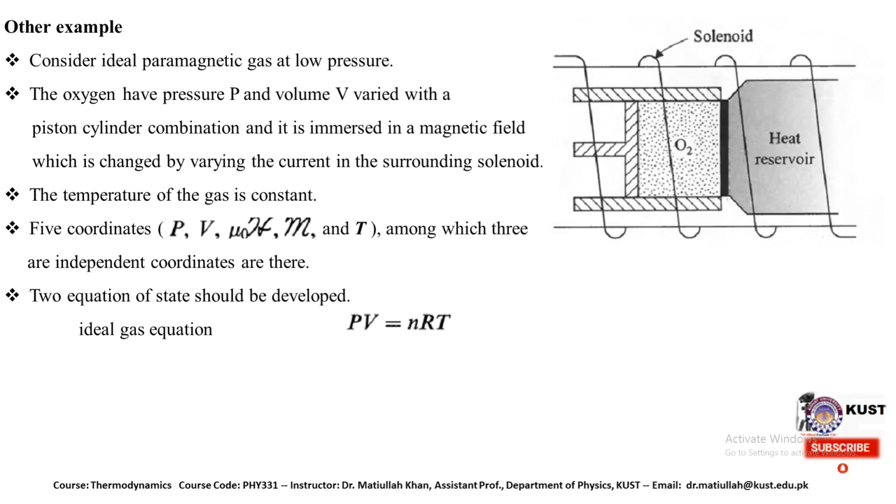The first one is PV equals nRT, that is the ideal gas equation. This is the equation of state for this particular system. And the second one is the Curie law, that could be expressed by M equals C, subscript H, divided by T. That is also a second equation of state for this particular system.